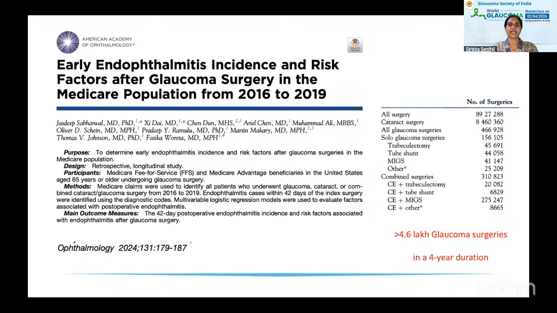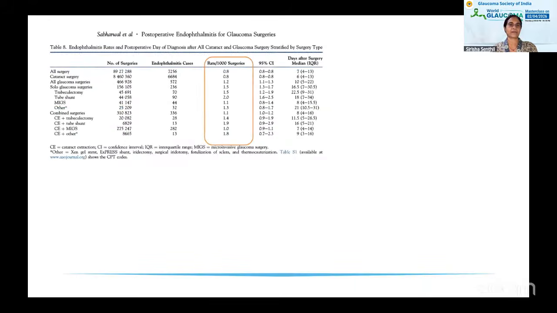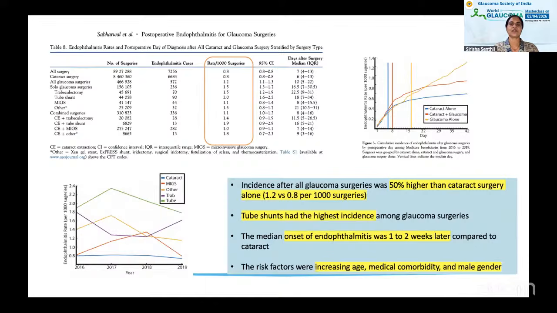So there are studies that have looked at early endophthalmitis post-glaucoma surgery. This was one such very large study that looked at more than 4.6 lakh glaucoma surgeries over a 4-year duration. And what did they find? They found that incidence of endophthalmitis was far higher after glaucoma surgeries compared to cataract surgery, and it was far higher when there was a tube shunt surgery compared to trabeculectomy. So I'm just leaving that aside, but remember that even the tube shunts can have endophthalmitis.